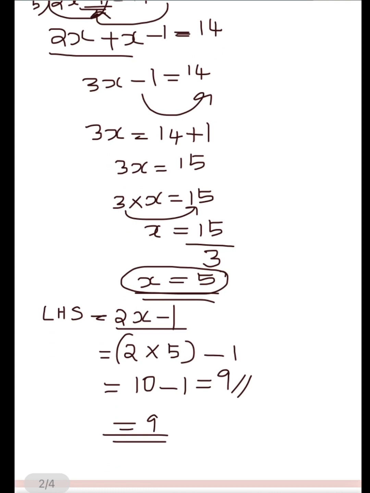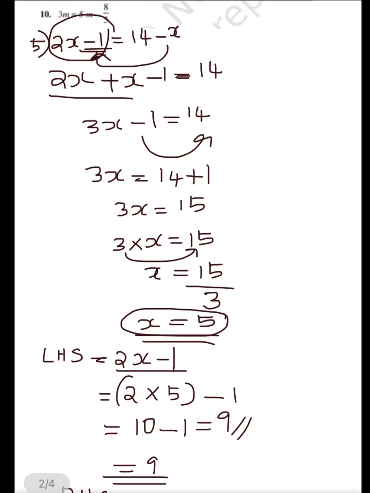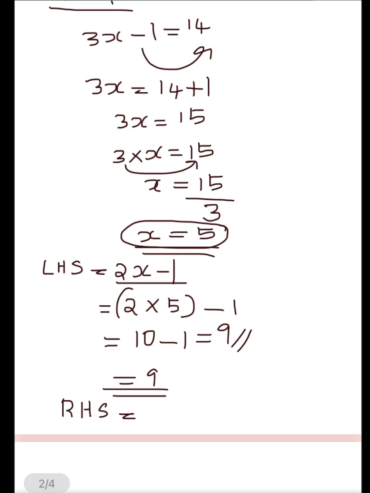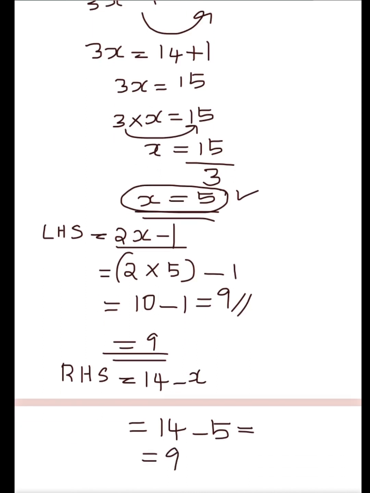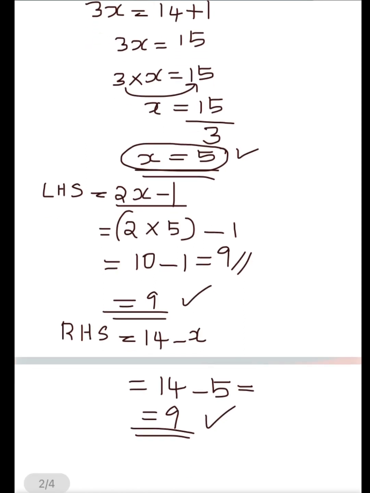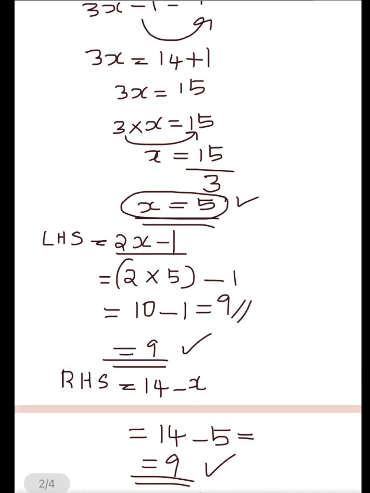Now let's check what is RHS. You can see RHS is 14 minus x. So let's do that. 14 minus, what is x? X you got as 5. So 14 minus 5. What is 14 minus 5? It's again 9. So you got LHS as 9 and RHS as 9. That means you can write LHS equals RHS, or you can say your solution is correct.